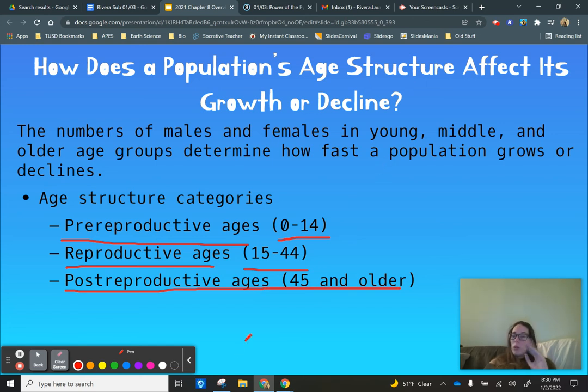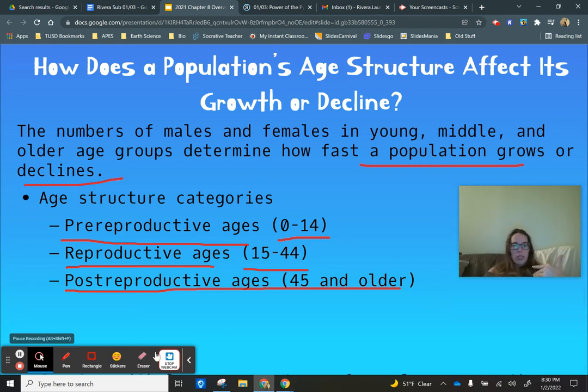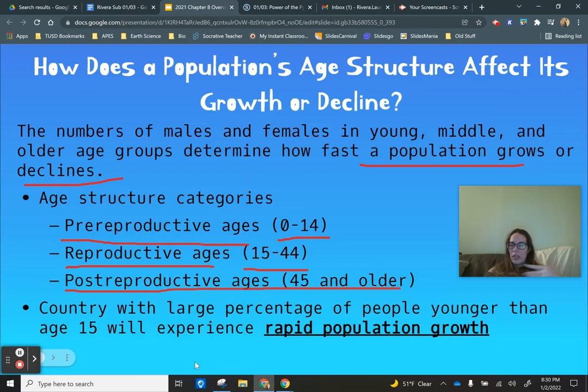What we do is we compare the amounts of these age groups, and this can tell us how fast a population is growing or even if it's declining. The big one that they want you to really focus on is the growth. We tend to see large growth in populations with big pre-reproductive age categories, large percentages of young people who will move into the reproductive.